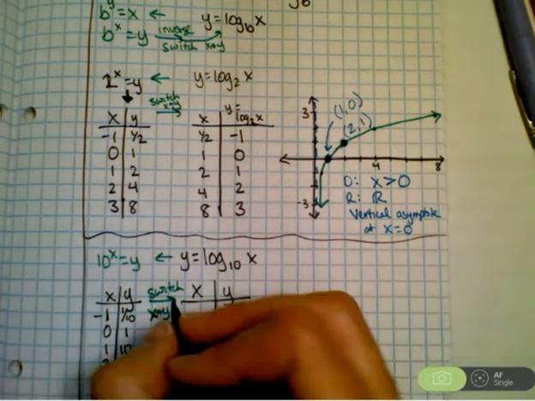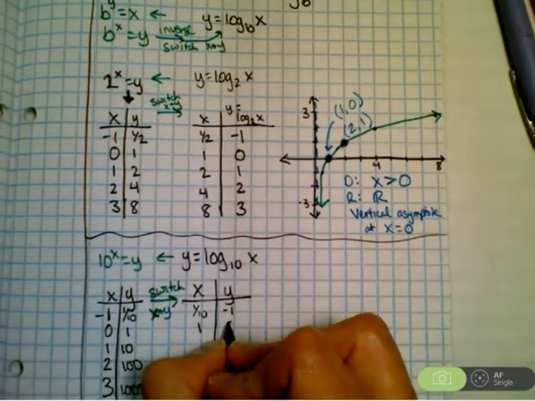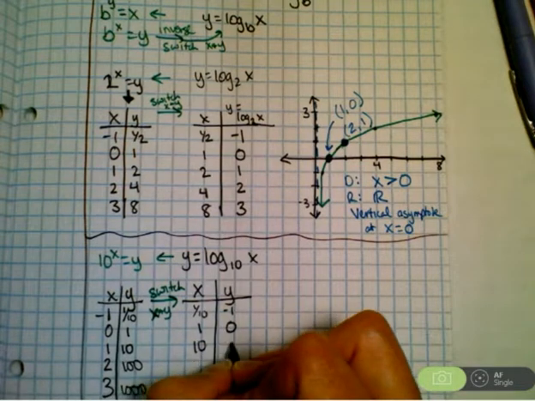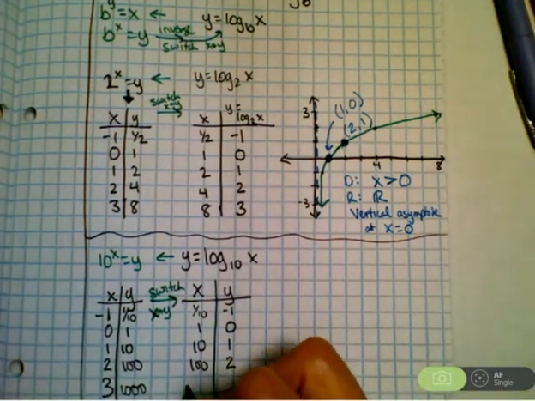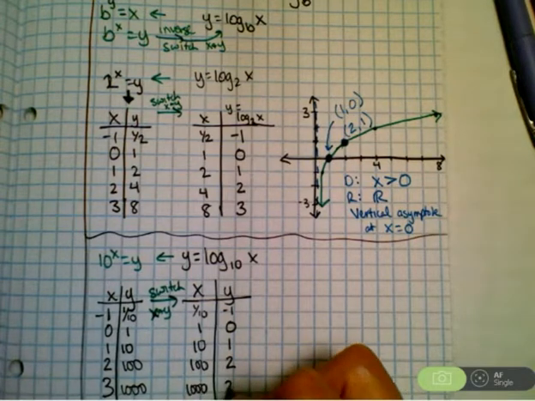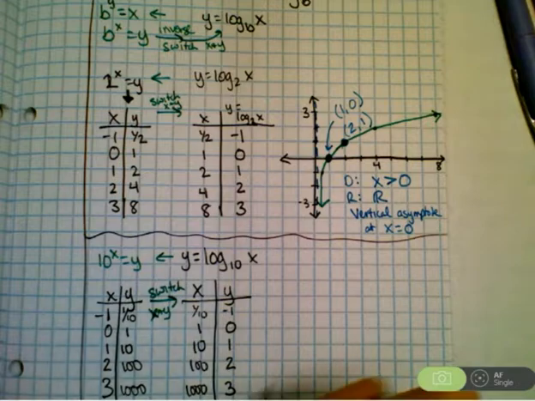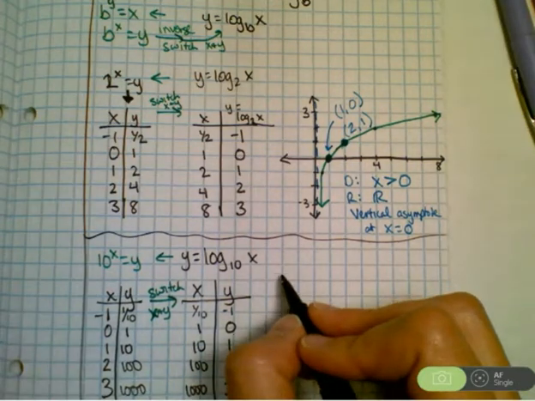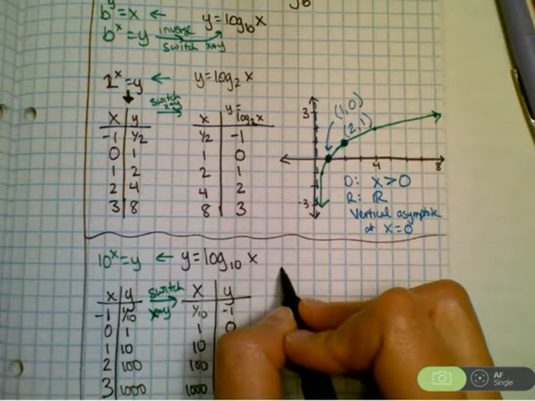So when x is 1/10, y will be -1. When x is 1, y will be 0. When x is 10, y will be 1. When x is 100, y will be 2. When x is 1,000, y will be 3. And I'm pretty sure those are not all going to fit on a graph, but I'm going to do my best. Let me make my graph start here.